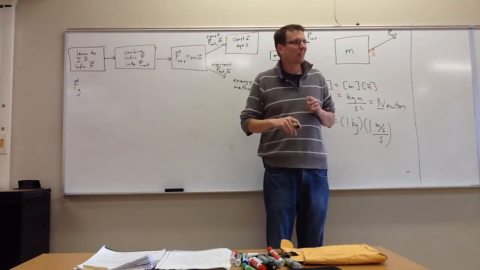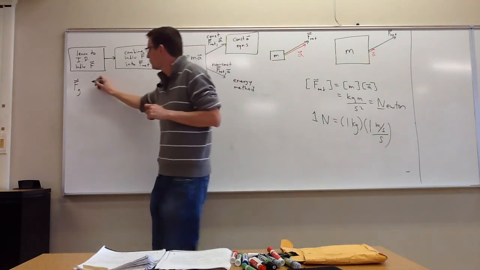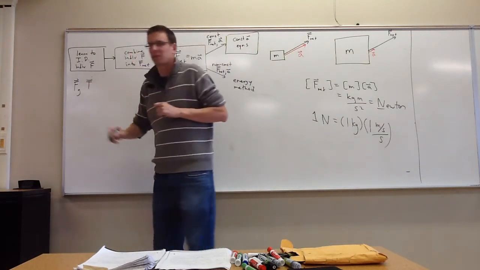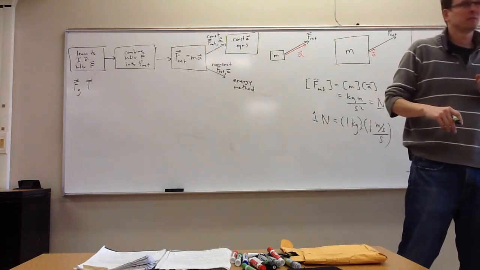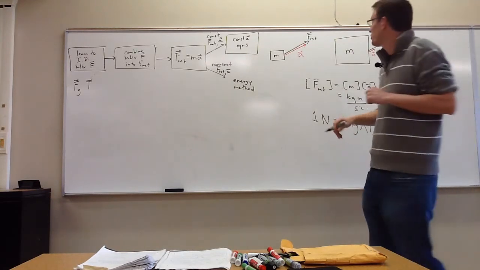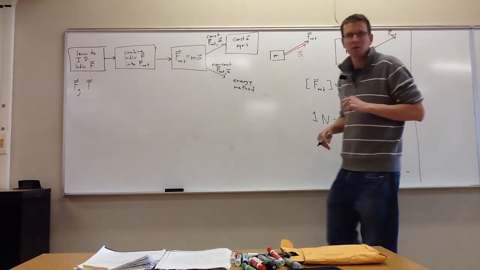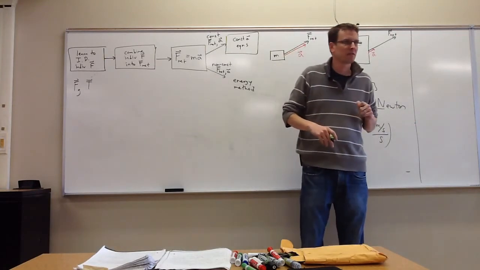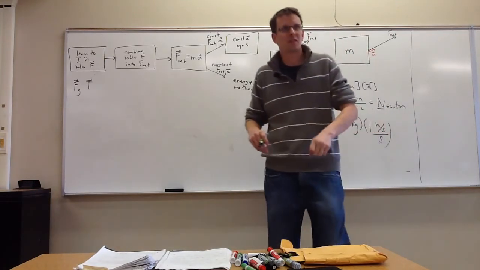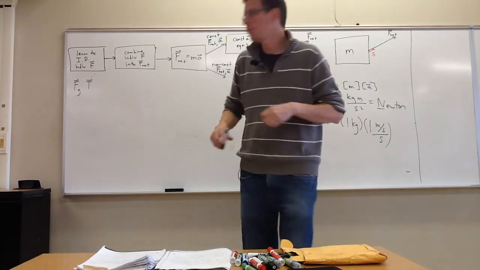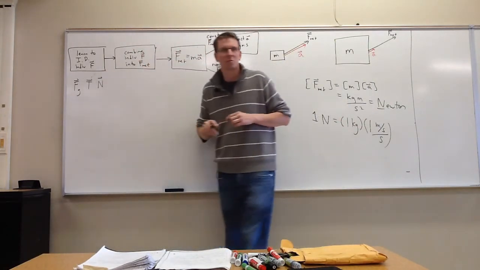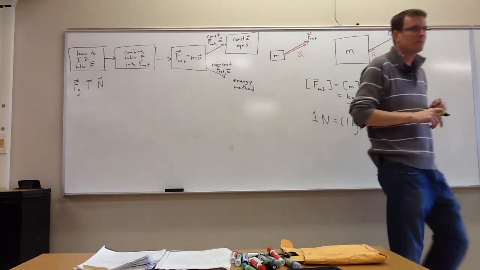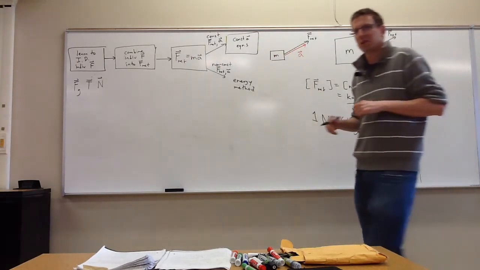Maybe there's a string attached to your object. Then we have another force called tension. It's a force from a rope or a string. I mentioned earlier about the support force from a solid surface. So you have a solid surface that the object is touching. We call that a normal force. We'll learn about that. We'll also learn about friction.